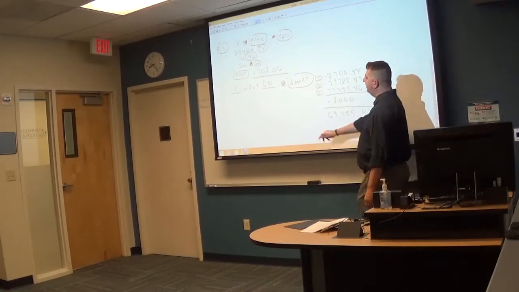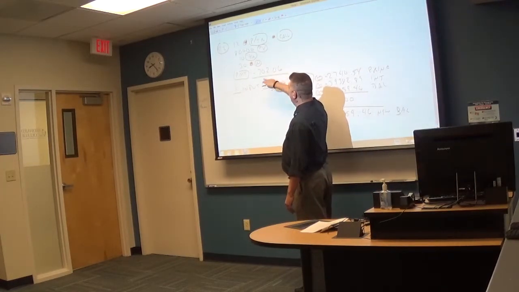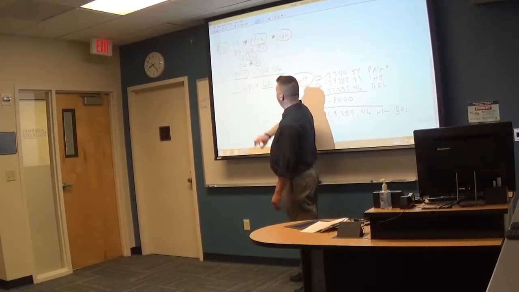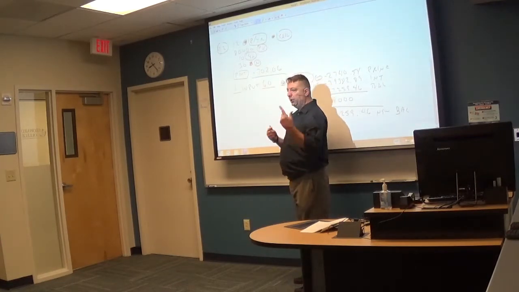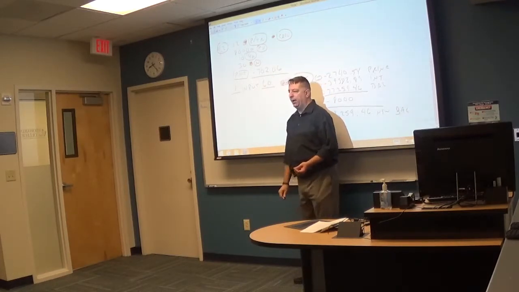You're going to keep your payment of the $702.06. You're going to keep your interest rate of 10%, but what you're going to be doing is solving for the new term. Okay, does that make sense?